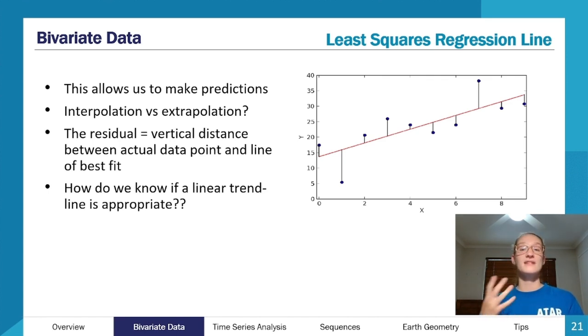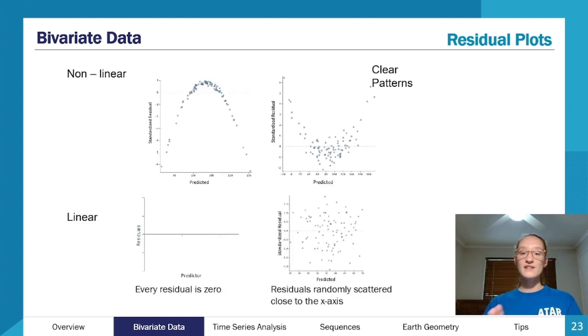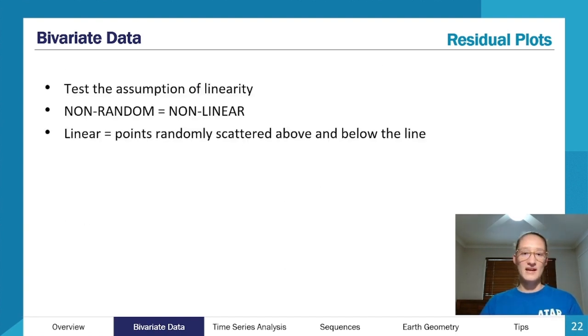with our R value, we were saying that it's only appropriate to use a Pearson's correlation coefficient if it's linear, but it's also only appropriate to use a linear trend line if it's got a linear relationship present. So how do we know if a linear relationship is present? And like I alluded to earlier, it is with residual plots. So that's how we determine whether a linear relationship is present or not. So a residual plot might look something like one of these.